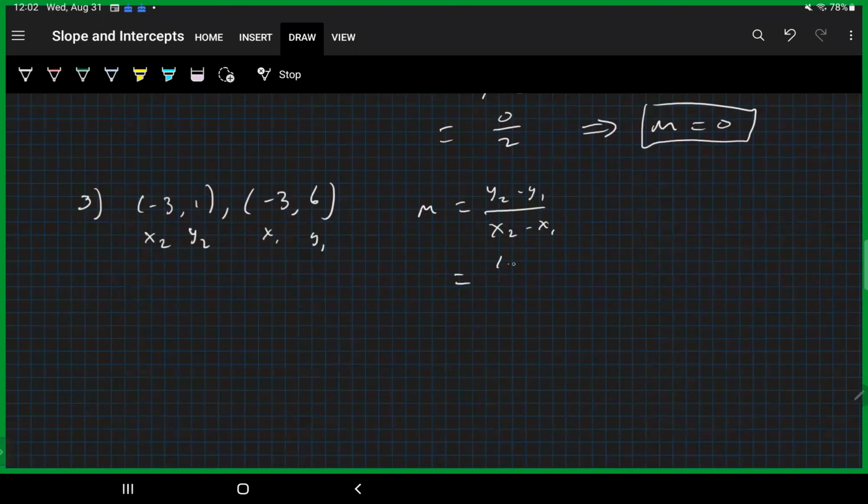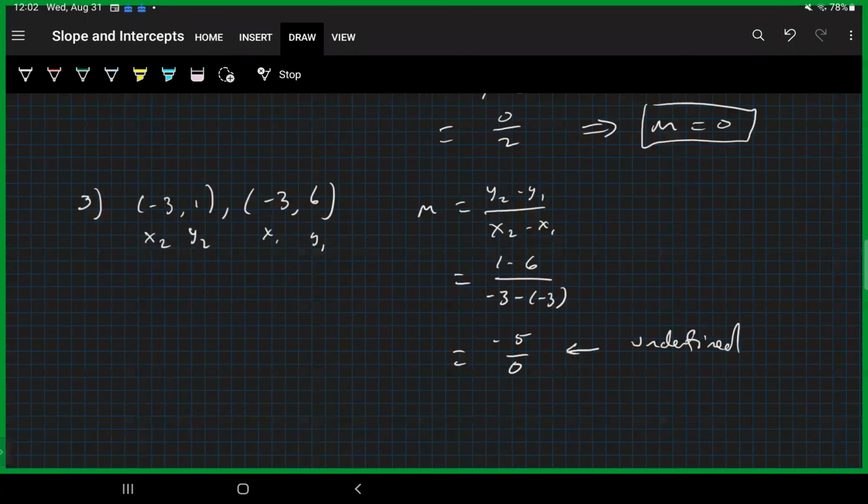My Y2 is 1 minus 6, and -3 minus -3. Now we get a -5 over 0. And wait a minute, division by 0, that's not possible. We call that undefined. And it is possible to have an undefined slope, and we're about to see some pictures. So there's 3 examples of how to compute slope.